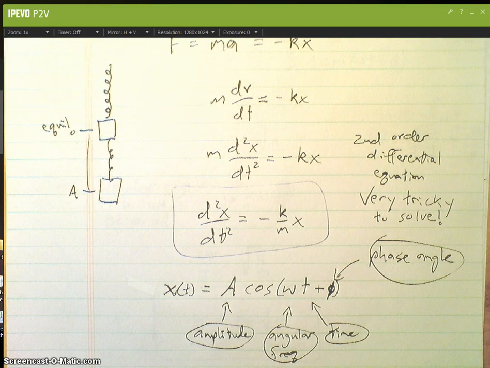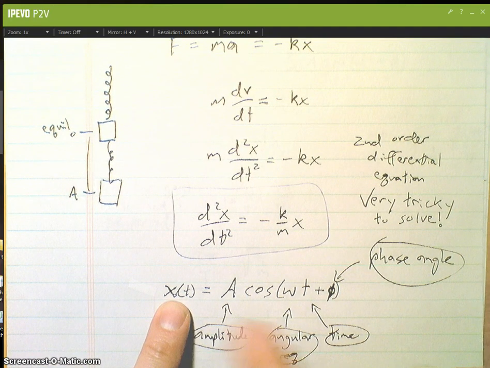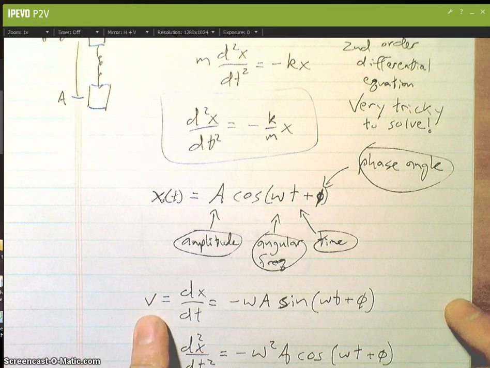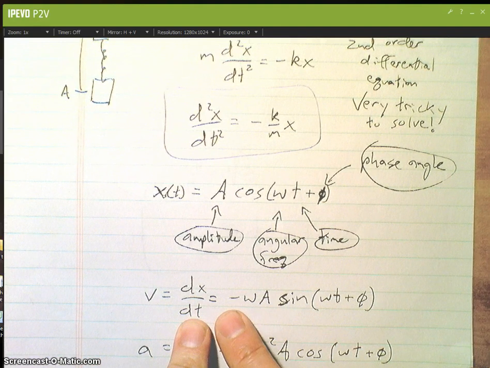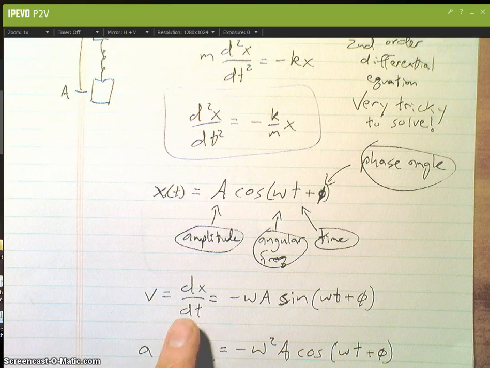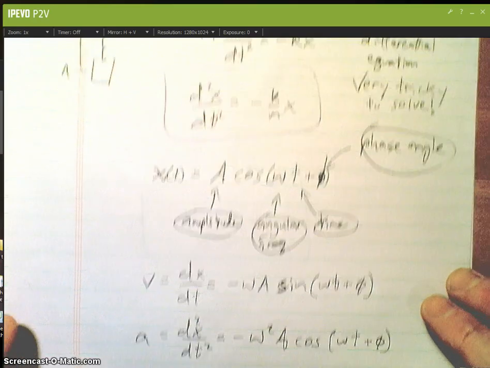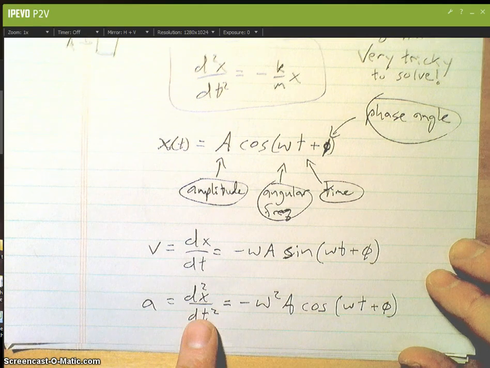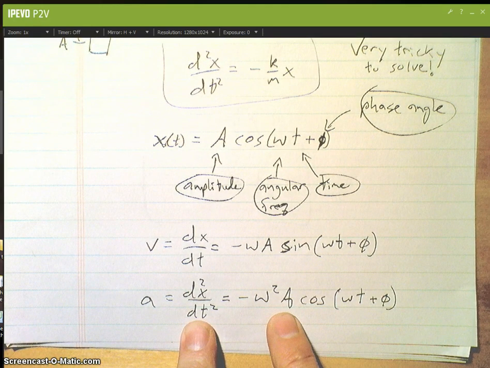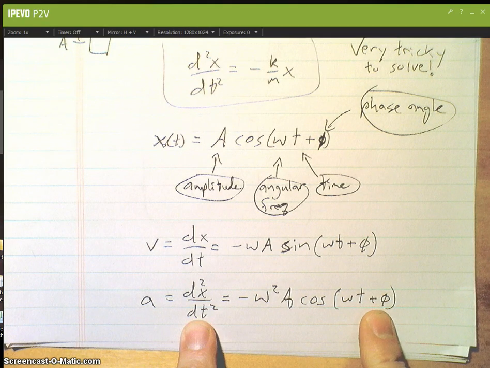Does this make sense? Well, we would expect a trig function to be a solution because it is this periodic motion repeating over and over again. How do we know that's the solution? Well, we're going to work backwards. We're going to take the derivative of both sides. So what do we get? dx/dt is equal to minus omega A sine of omega t plus phi. If we take yet another derivative, the second derivative, we get minus omega squared A cosine of omega t plus phi.